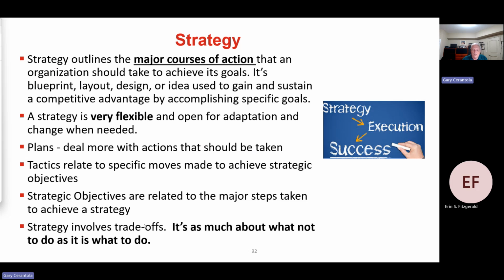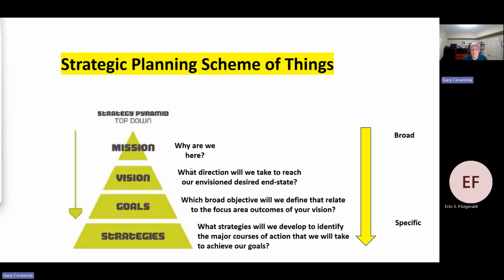And strategy involves trade-offs. So it's as much about what you're not going to do as what you are going to do when you're doing your strategic plan. Why? Because of scarce resources, because of doability, right? So you've got to do those key trade-offs.